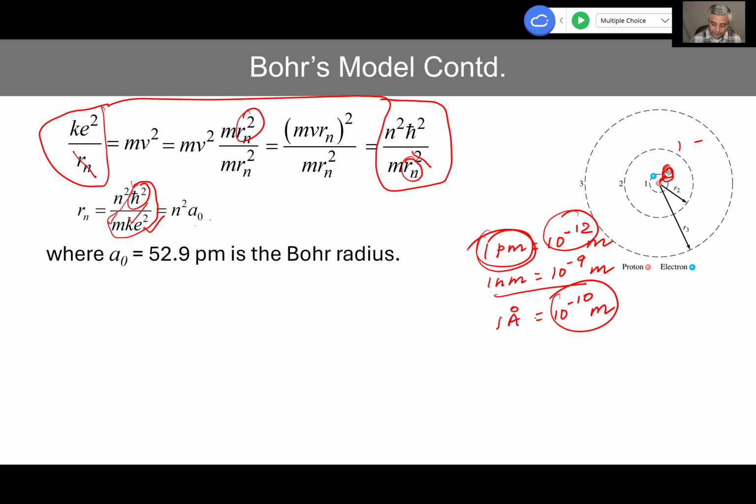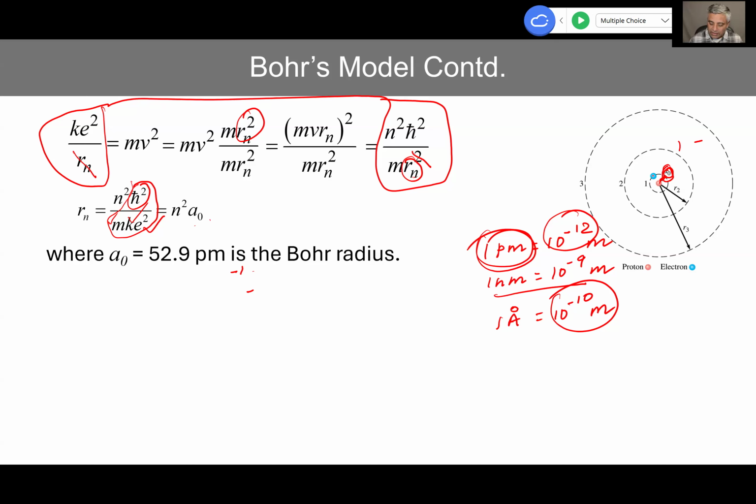So here this is pico, 10 to the power negative 12, and this is angstrom, that is 10 to the power negative 10. So when I write this in meter, it's going to be 52.9 times 10 to the power negative 12. But I can also write this as 0.529 times 10 to the power negative 10. So I moved the decimal two places here, so this became 10 to the power negative 10. So that is kind of easy to remember, around half angstrom.